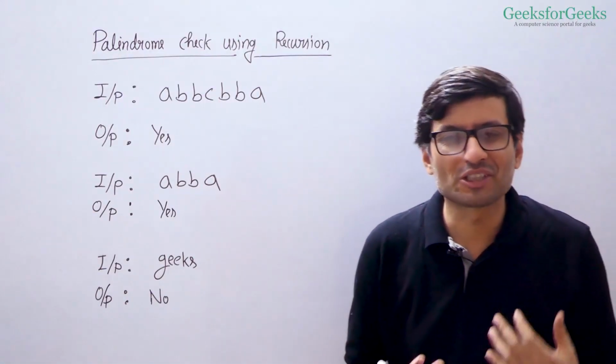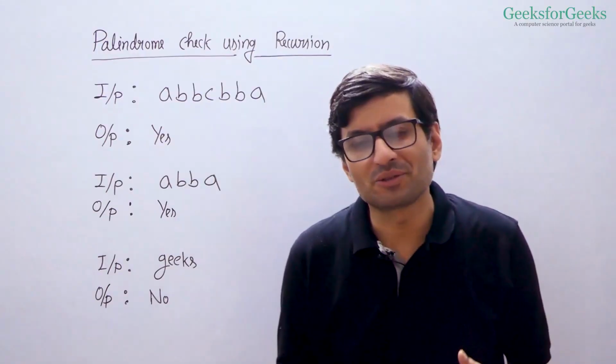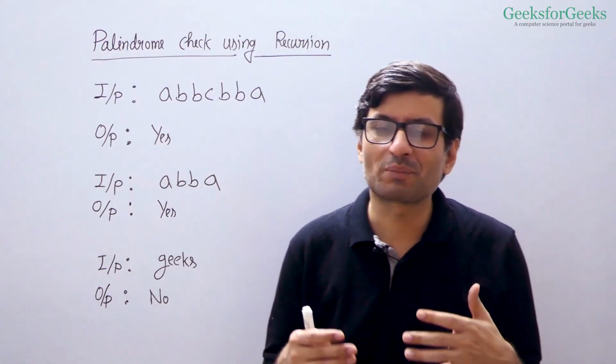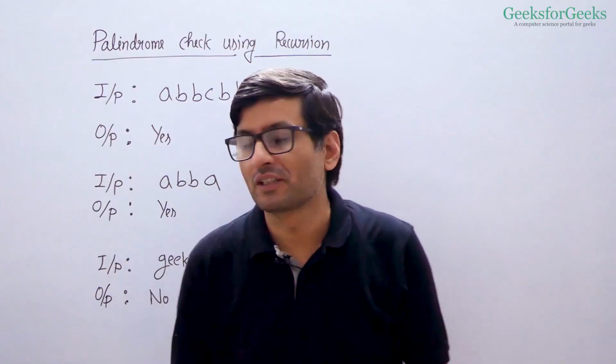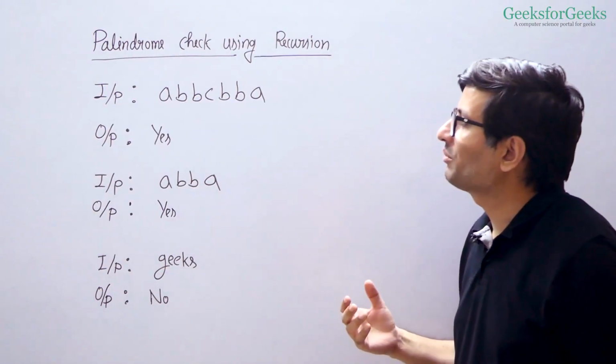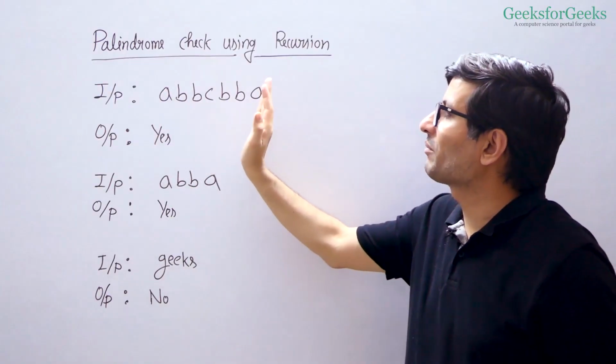Hi, let's talk about this problem. We are given a string. Our task is to check whether the string is palindrome or not, and we need to do it using recursion. A string is called palindrome if it is the same when you read it from left to right or you read it from right to left.